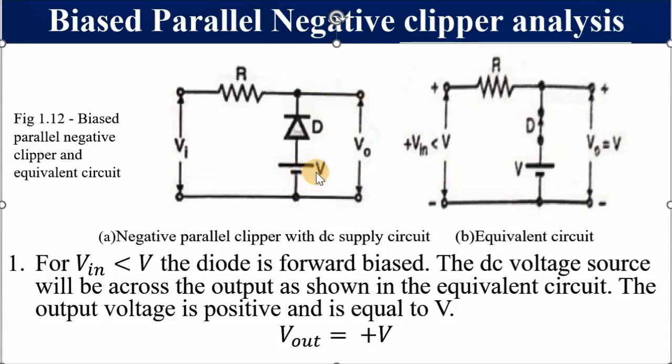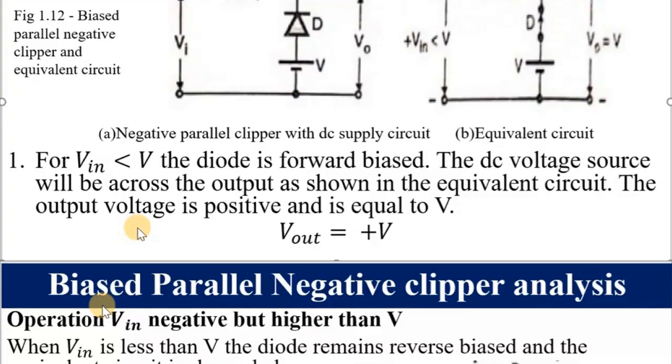The output voltage will be equal to V because it is in parallel with this V, and this V forward biases this diode, and this is the equivalent circuit. Assuming it is ideal, it behaves like a closed switch. Hence, you'll be measuring the voltage across this supply of V. Hence, we say our Vout will be equal to positive V, because of the orientation of V.